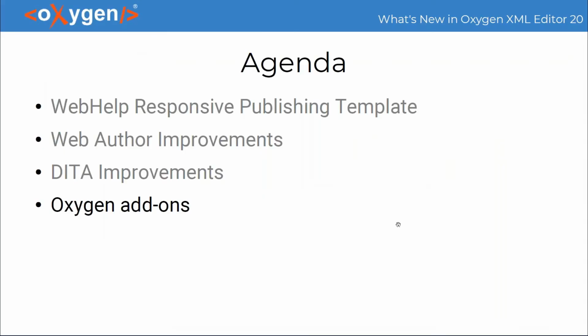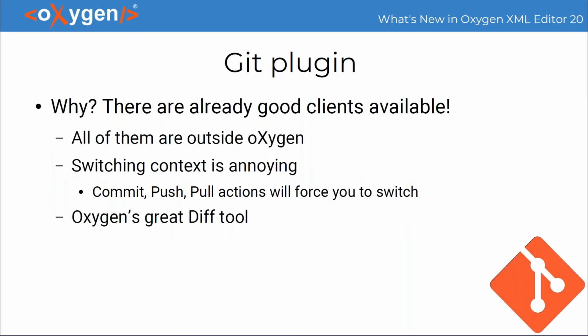So why did we choose to release this additional functionality as add-ons? Well, mainly because it allows us a faster release cycle. As soon as we get feedback from you, we can make the fixes and add the functionality, and we don't have to wait for the next Oxygen version. As soon as it gets past the quality assurance team, we can create another build. So the first add-on is a Git plugin for Oxygen.